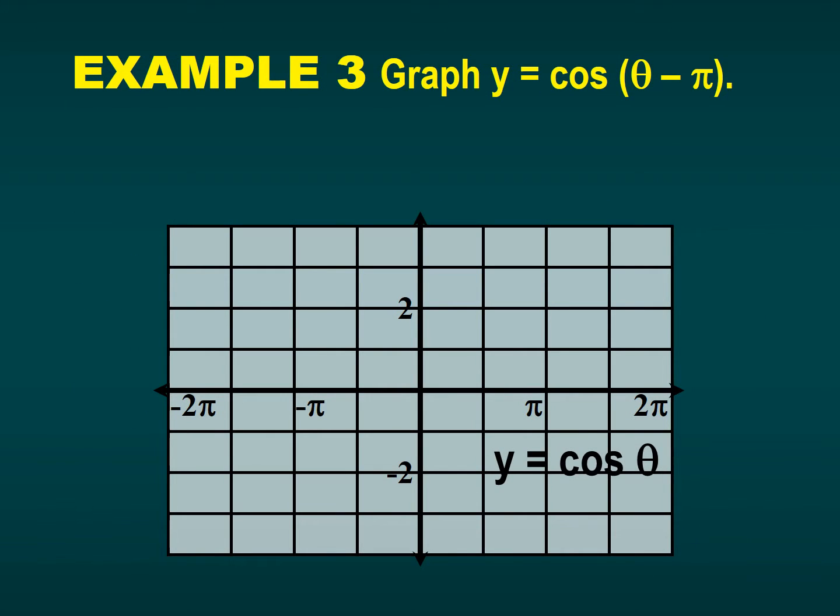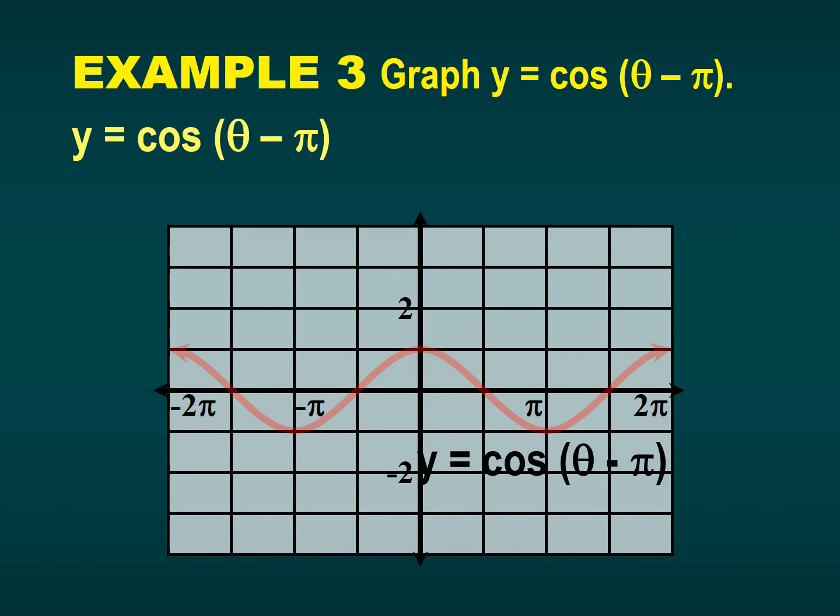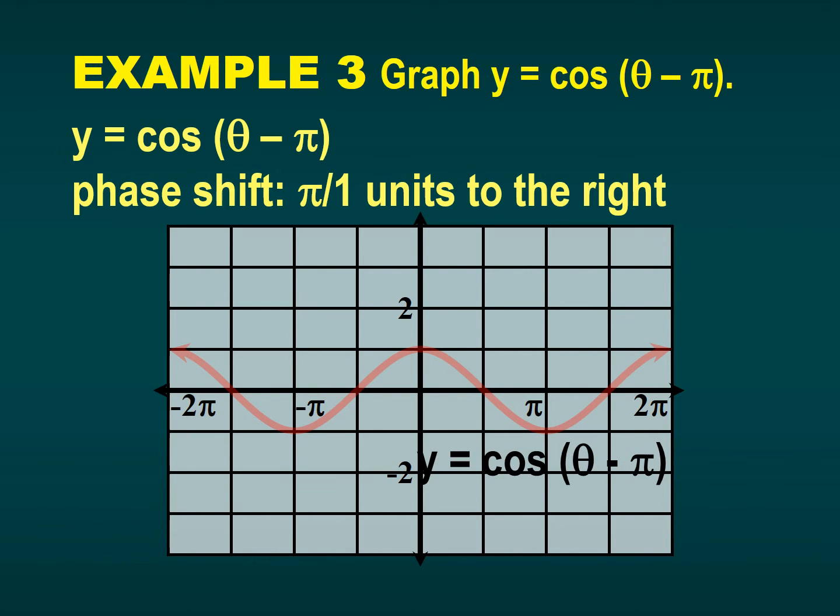So let's do cosine theta minus pi. So our n value is 1. So we have to do pi divided by 1. And it is a minus pi. So that means we're going to move to the right pi. So remember, our parent function started here. So we have to shift to the right pi and then start our graph. So it will look like that.